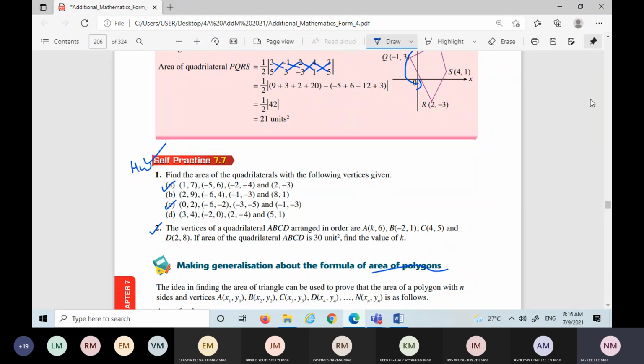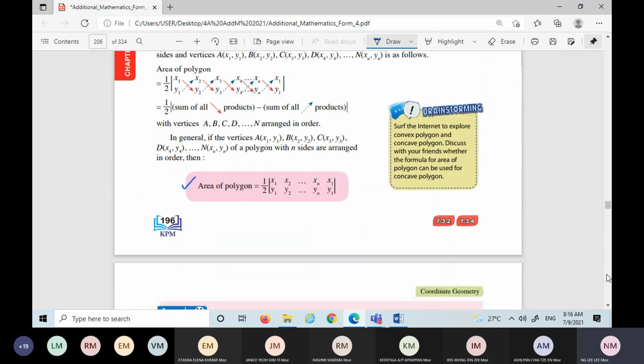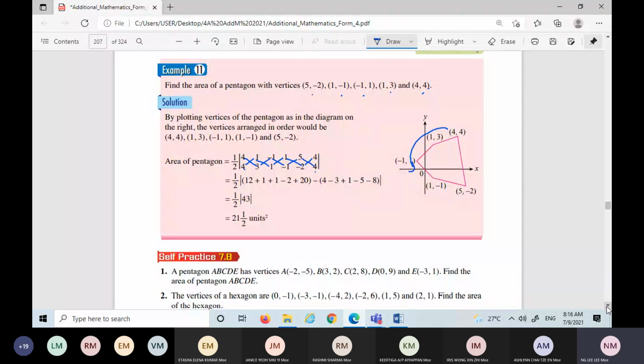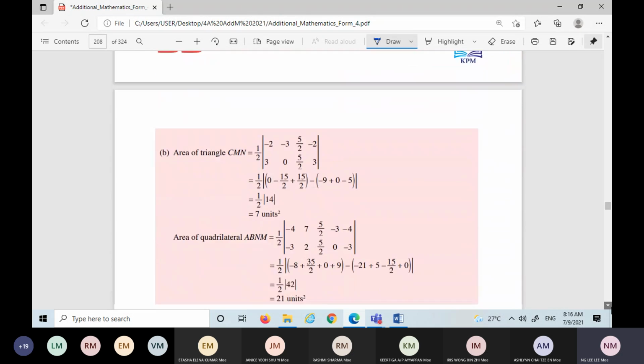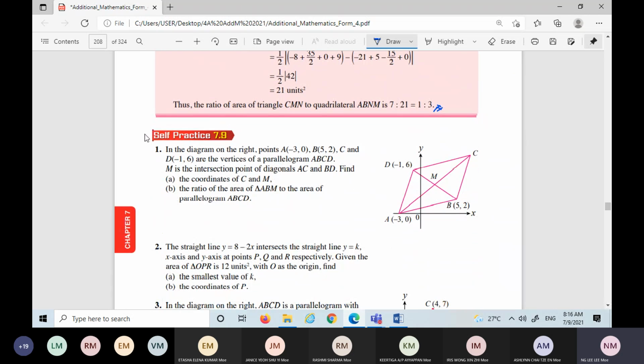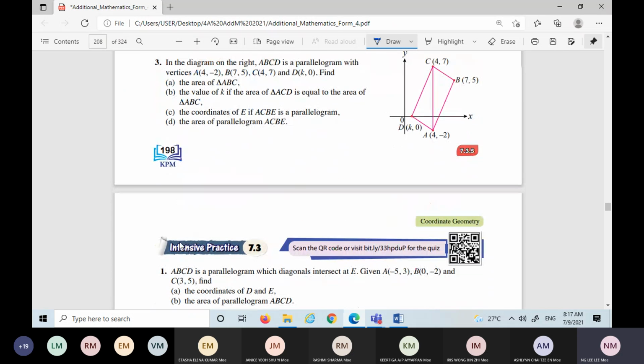So we go to the next exercise, 7.8. This one is also homework for you. Just do question 2 only. And then this one is another one, 7.9. This one you have to do all the questions. There are 3 questions here. This one, don't do.